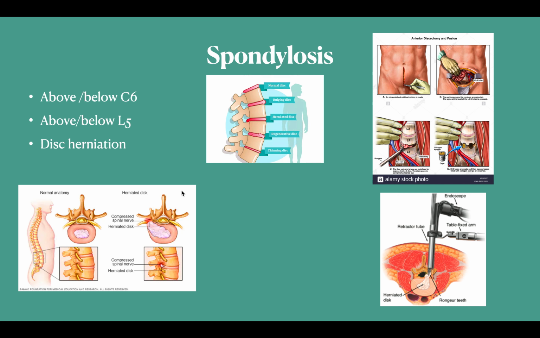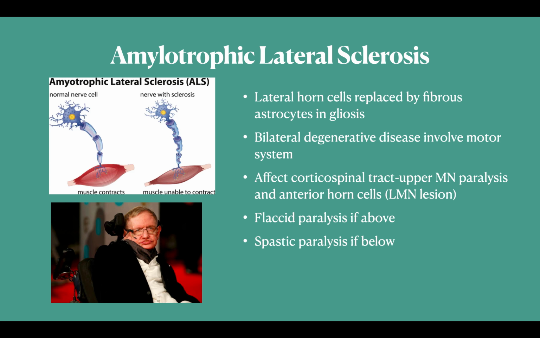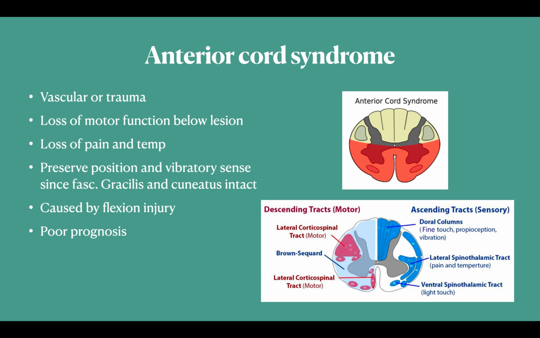So spondylolysis is a herniated disc. ALS is when the lateral horn cells are going to be replaced by fibrous astrocytes, and it's degenerative. It involves the motor system, both upper and lower. So once again, it's flaccid paralysis if it's going to affect the lower motor neurons, and spastic paralysis if there's going to be an upper motor neuron lesion.